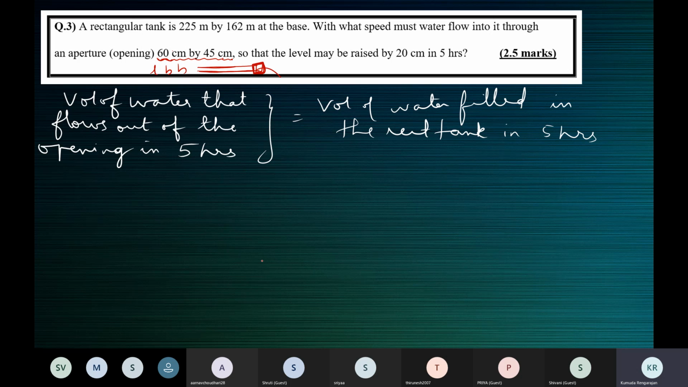See, there's a tank and water flows into the tank. It comes out through a rectangular opening. The dimensions of the opening given to you here are 60 centimeters by 45 centimeters. How long does the water come out through the opening? For 5 hours. So that means for 5 hours the tank is getting filled. So the volume of the water that flows out of the opening in 5 hours is equal to the volume of the water filled in the tank in 5 hours.